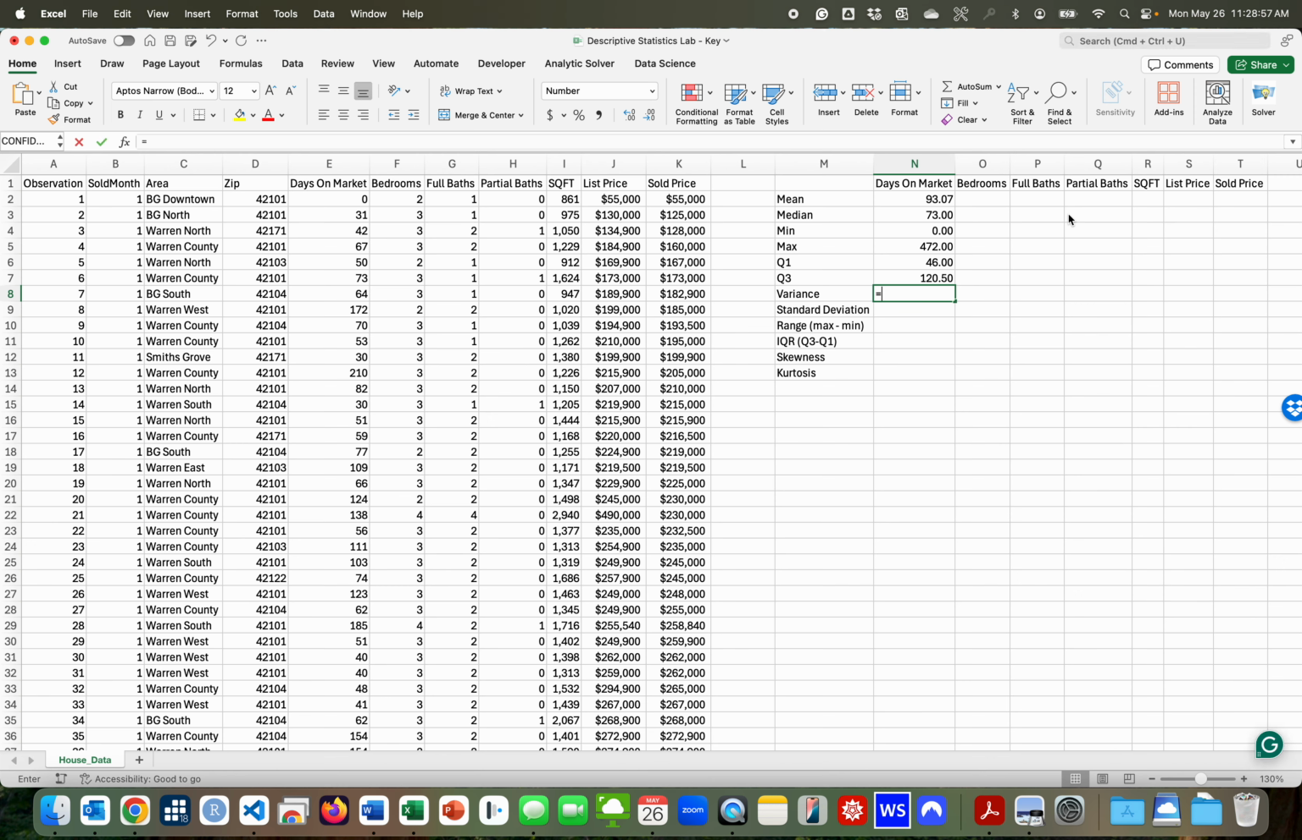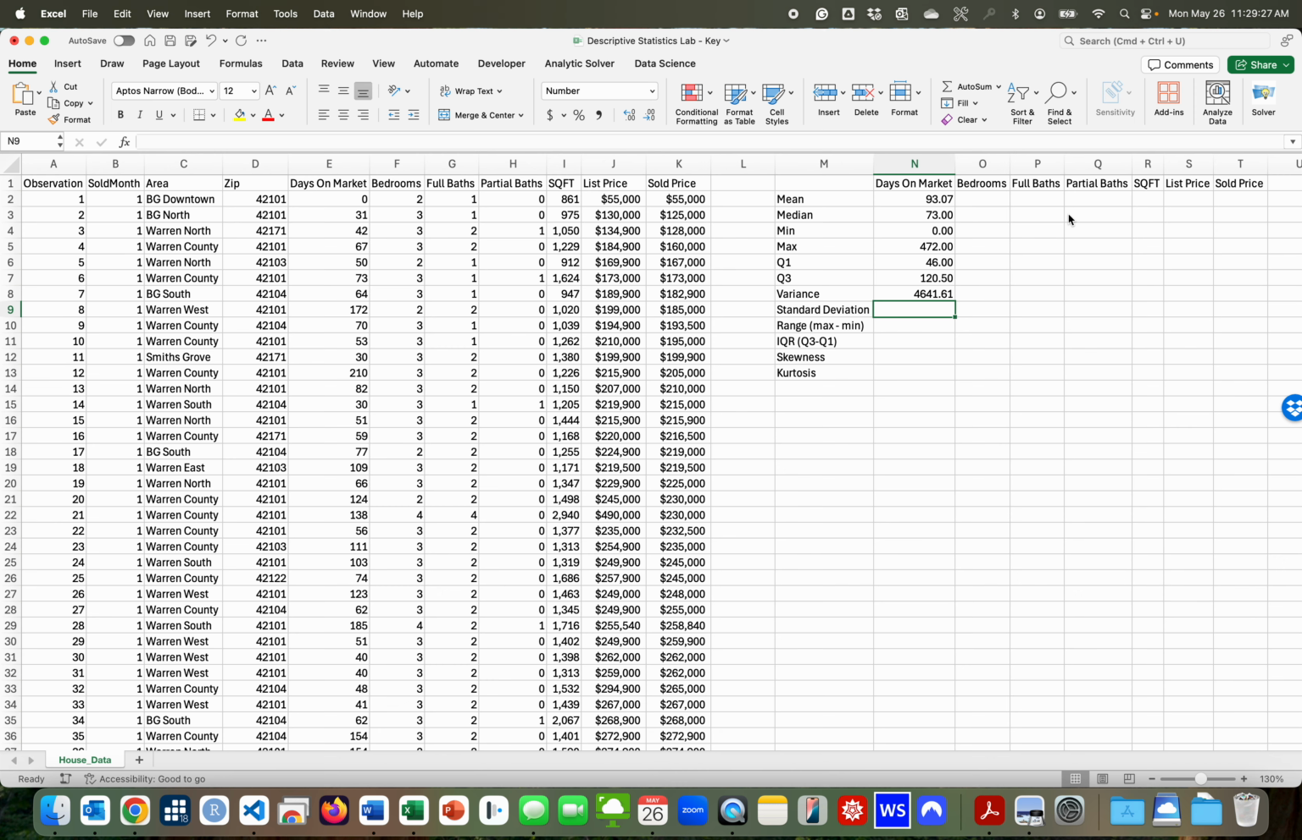The variance, we're going to start equals var, and there are a couple options for variance. So there's var.a and var.p and var.s. Var.p is a population variance. Var.s is a sample variance. You always want to make sure you do var.s since we're working with a sample, not a population. E colon E.